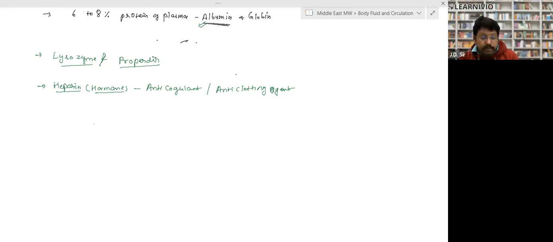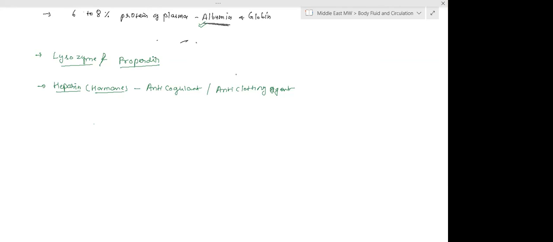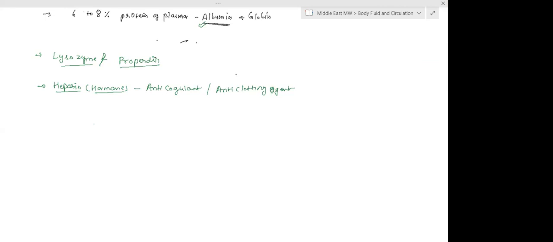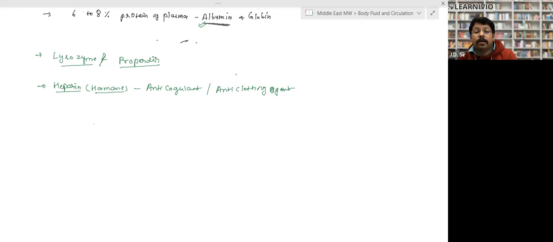That's why this is called an anti-clotting agent or anticoagulant. Can you repeat? Yes. Heparin is a hormone found in our blood. That's why it is called an anti-clotting agent or anticoagulant.